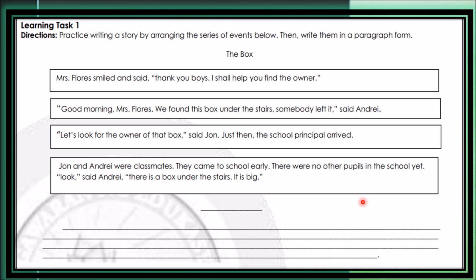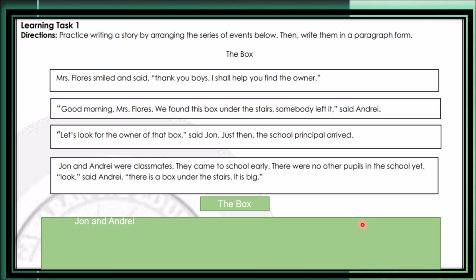So, let us arrange this one. Let us analyze first, of course. What is the title of the short story? Let's find out. The Box. And what will be the first plot or the first event of the selection? Of course, this is the first event. The second is this one, and the third, this one, and the last one, this one. Now we're going to write in paragraph form. Let's find out.